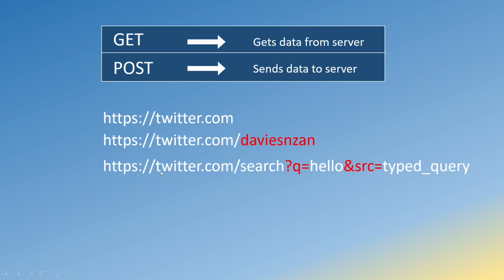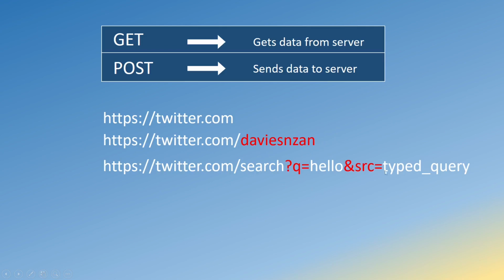Now the next one is the query parameter, and as you can see here we have twitter.com/search?q=hello&src=typed_query. This type of parameter is called the query parameters, and in here this Davidson is called the URL parameter.